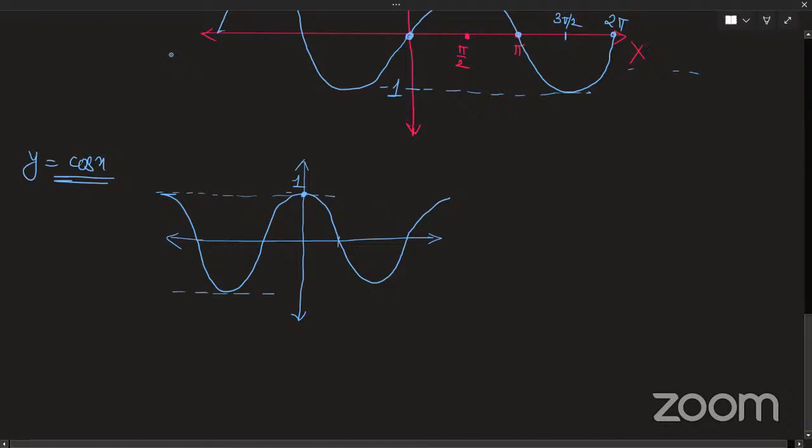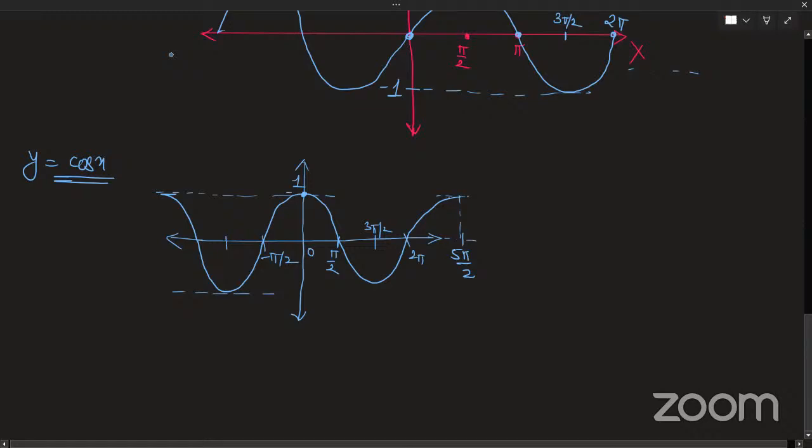So tell me, what is this point? This is pi by 2, right? This is 3 pi by 2. This is 2 pi, and this point, again, where it is becoming 1, it is 5 pi by 2. Correct? This is 0. This is minus pi by 2.